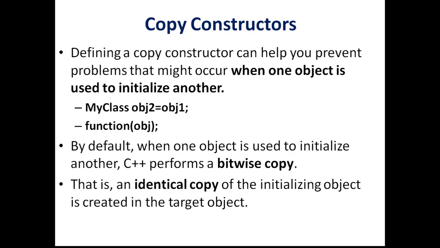And through this video lecture you will learn what the potential problem is and how to overcome it by adding a copy constructor. First of all, let us try to understand what it means to use one object to initialize another object. That is explained in these two examples. In the first example, we declare an object named obj2 and it is assigned an object called obj1. This is called initializing an object.